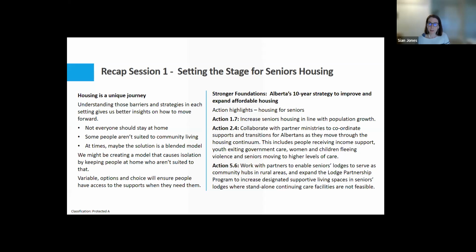So in the first session, which was held on February 23rd, we set the stage by looking at why this topic is important, where Alberta seniors live and their housing preferences. Participants also heard how the Alberta Affordable Housing Strategy supports housing for low-income seniors.